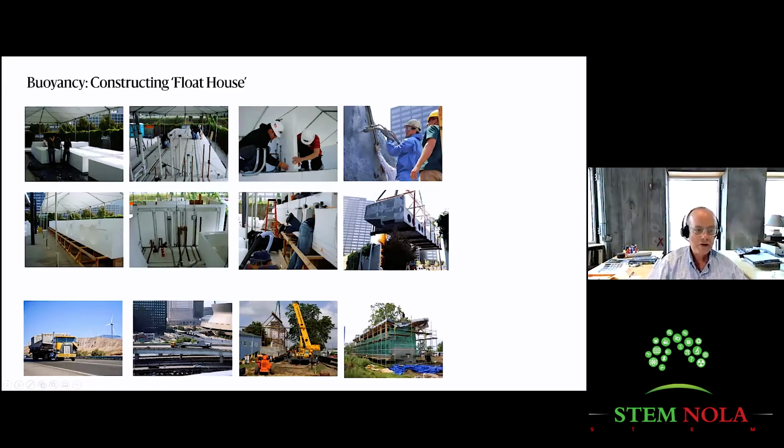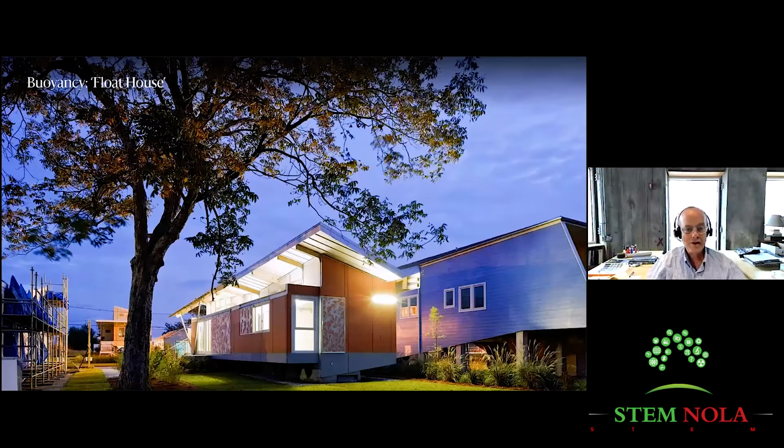They put it on the back of a truck. They were in Los Angeles. They drove it across the country. Here they are driving it right past the Superdome. They crane it into place and they build the house right on top. And so now you have a house that can float, but during normal times, it looks like any other house just sitting right on the ground.